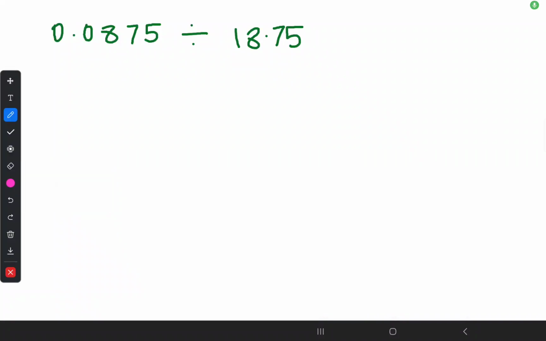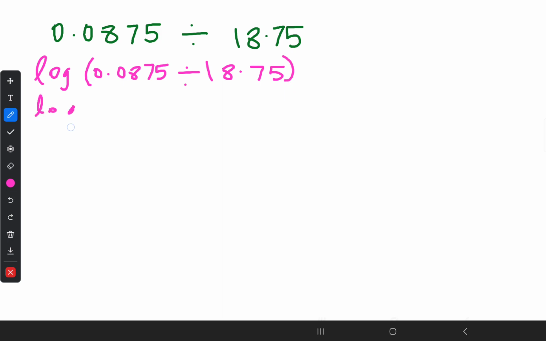Division. So first of all, you should introduce log here. So it would be log 0.0875 divided by 18.75. Don't skip any steps. For each and every step, you will get at least 1.5 marks. Thereafter, log 0.0875, since it is a division inside the logarithm, outside it will become a subtraction.